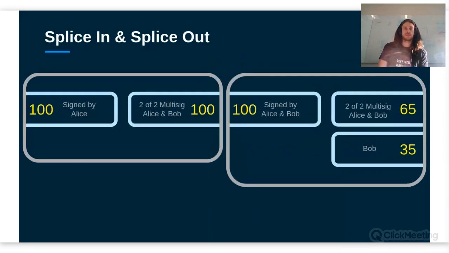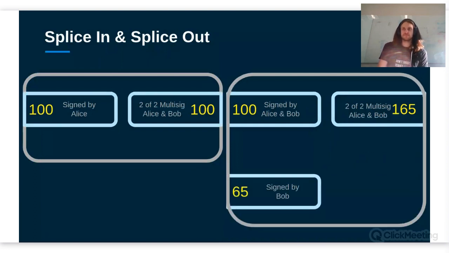There's one last thing I want to talk about. I mentioned before that once you have funds locked into a channel, you can't add or remove them. You have to close a channel and reopen it. There's a technique called splicing in or splicing out. What this essentially means is it's a way that you can kind of close and reopen a channel in a single transaction and add funds to it.